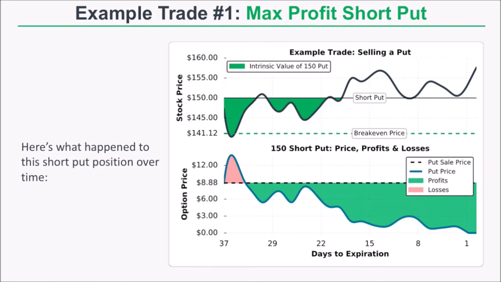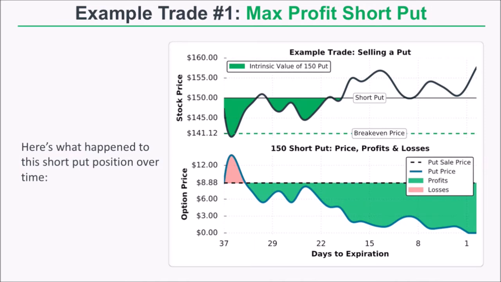So there was an initial loss on this short put strategy because the short put got more and more valuable in those first couple days because the stock price fell significantly. Now, as we can see, the stock price did rally back and was basically hanging around the short put strike price of 150 for a while, but near expiration, the stock price really took off and it was actually above the short put strike price at expiration.